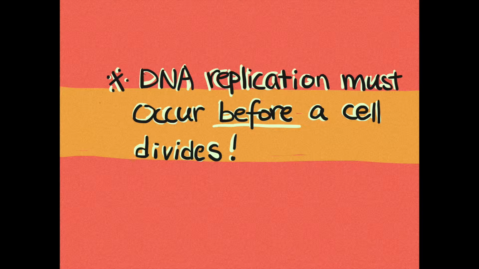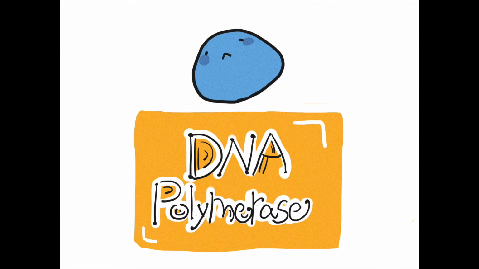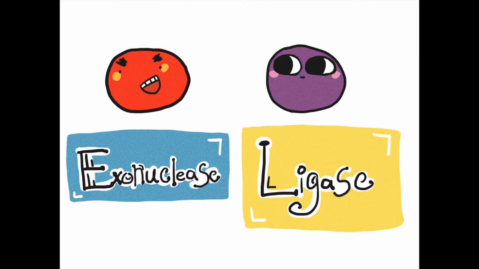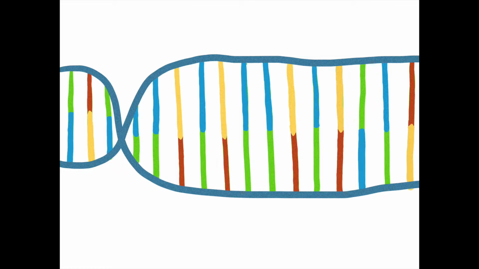Next, we will introduce the enzymes that will be used in this process: helicase, primase, DNA polymerase, exonuclease, and ligase. This is DNA, and this is what it will look like when it is unwound.